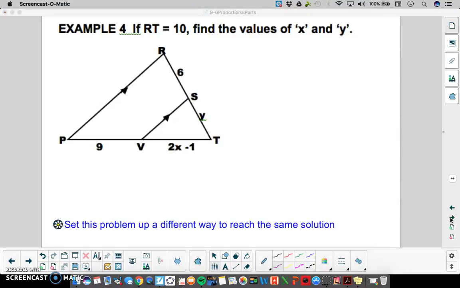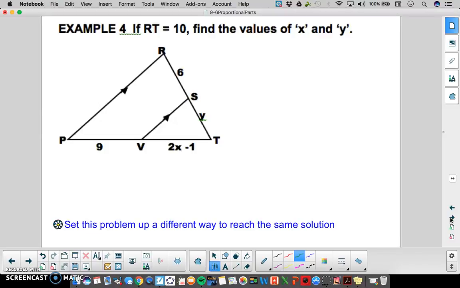In example 4, we're given if the measure of RT is 10, find the values of x and y. So we know that the entire segment RT is 10. So we know 6 plus y has to equal 10 units. So 6 plus what equals 10? So now we know y is equal to 4.